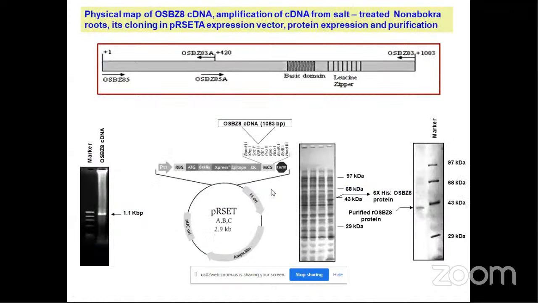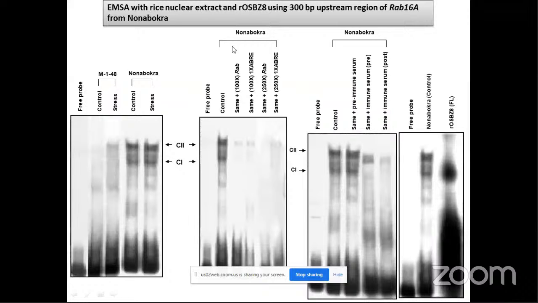So what we did was, because I'm working on rice, one of the advantages of working with rice is that the genome sequence is known. So you can clone a gene very easily. We cloned the OSBZ8 cDNA in a bacterial expression vector, which is pRSET-E, and we purified the protein, the 6X histidine-tagged OSBZ8 protein. We purified the protein, and then we did again an EMSA.